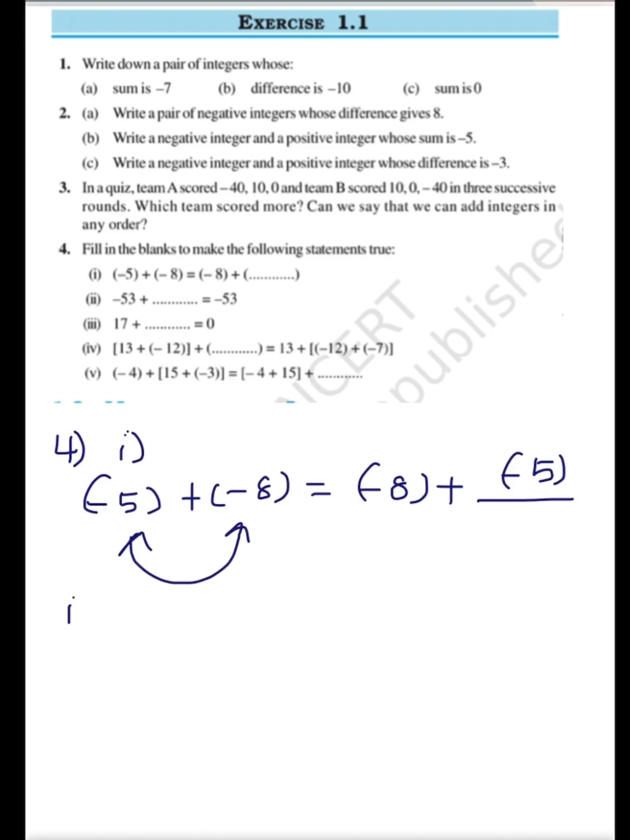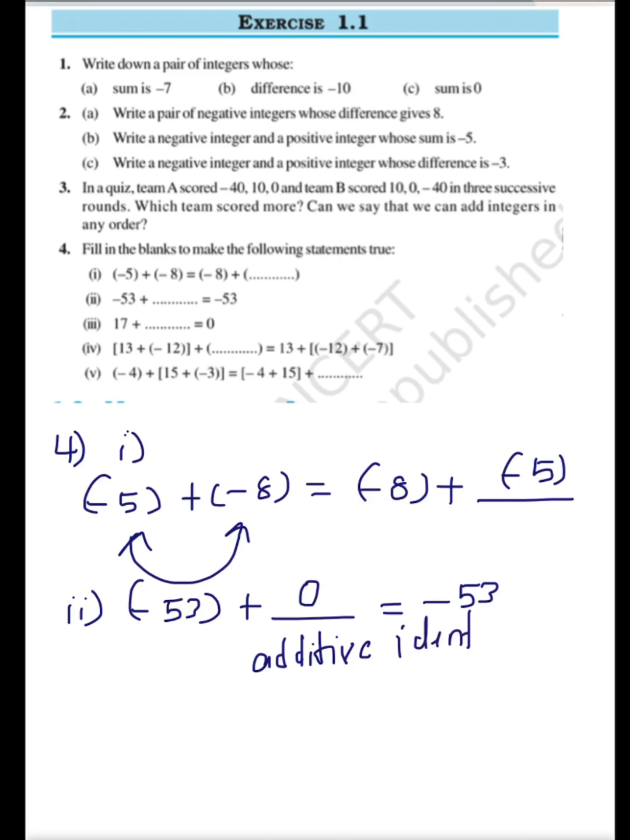Now let's see the second question: minus 53 plus dash equals minus 53. That means if you are adding something and you get the same answer, the answer is 0. Why? Because 0 is the additive identity for integers. So when we add 0 to any integer, we get the same integer itself. So the answer for this question is 0.